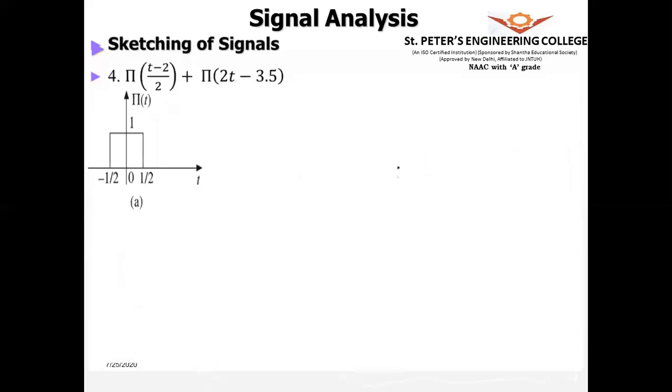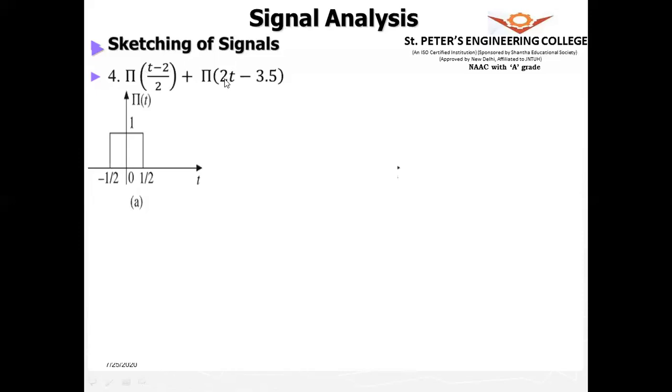Let us sketch another signal called the pulse signal, which is represented by pi of (t minus 2) by 2 plus pi of 2t minus 3.5. Now, if this is confusing, you can simply split the denominator. So this will be pi of, or the pulse, t by 2 minus 1. All right. And here this is 2t minus 3.5.